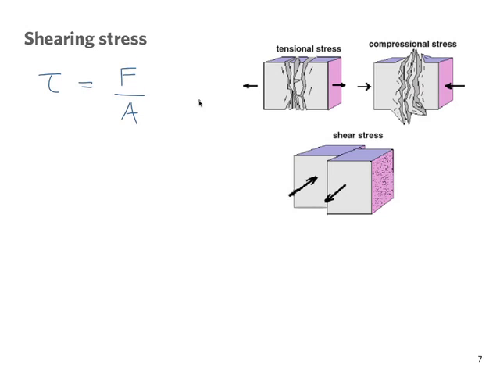But shearing stress, if you look at this picture, we have tensional stress, compressional stress, and tangential or shear stress. So shear stress is the tangential force divided by area. When shear is applied to a solid, it simply reaches a position of equilibrium.